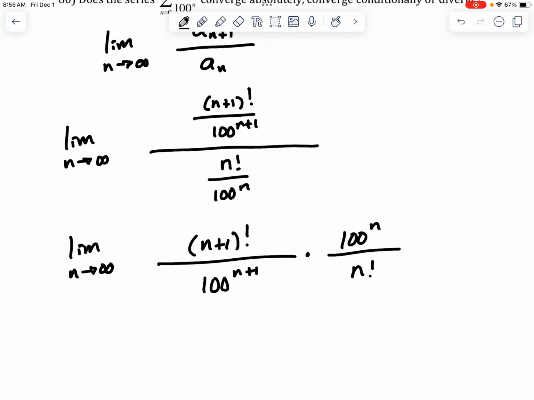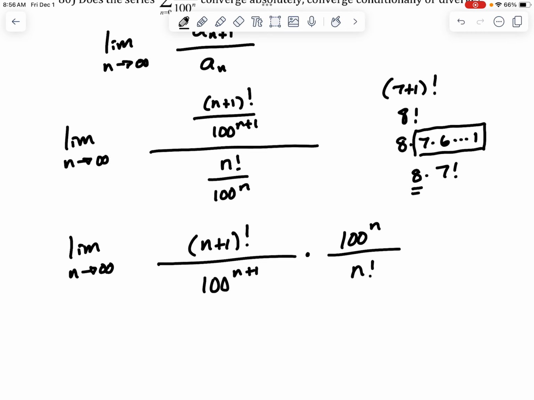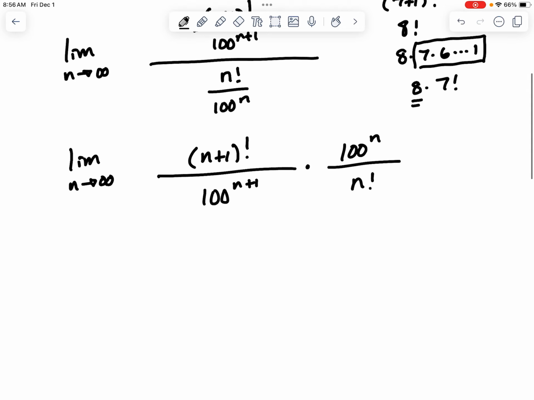The next thing I'm going to do is factor. So suppose you have something like 7 plus 1 factorial. That means 8 factorial, which means 8 times 7 times 6, etc., until you get down to 1. So what I could do is rewrite this part as 8 times 7 factorial, and then I've factored off the 8. The original number was 7 plus 1, or in other words 8, so I factored that off, and the rest was factorial.